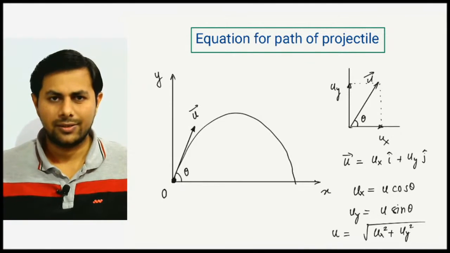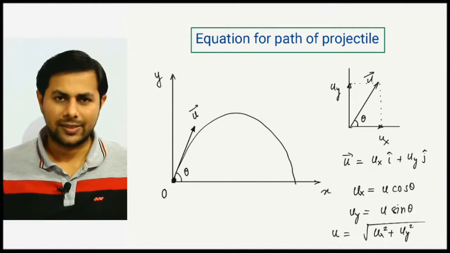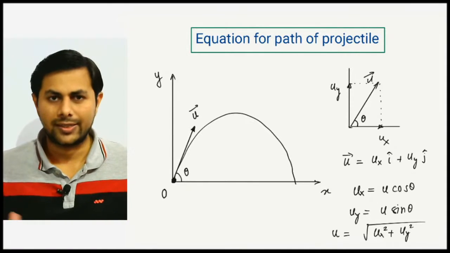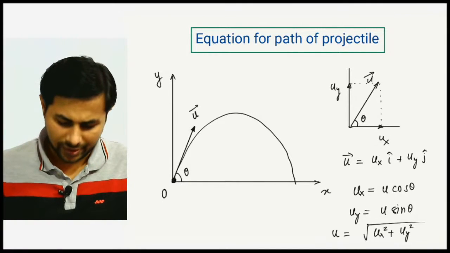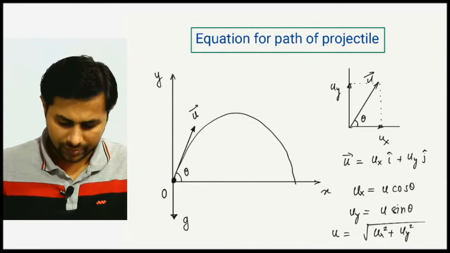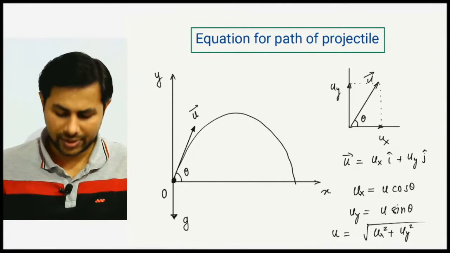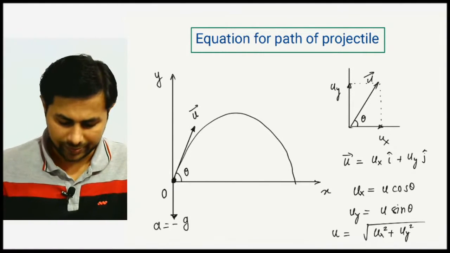What about the acceleration? Is there some acceleration acting on this projectile? So of course yes, there is acceleration due to gravity and it acts vertically downwards. Okay, there is no acceleration along the x-axis, the acceleration is there only along the y-axis. So the acceleration acting on this projectile is acceleration due to gravity. Okay, its magnitude is g, and since it is acting in the downwards direction, we will say a is equal to minus g.